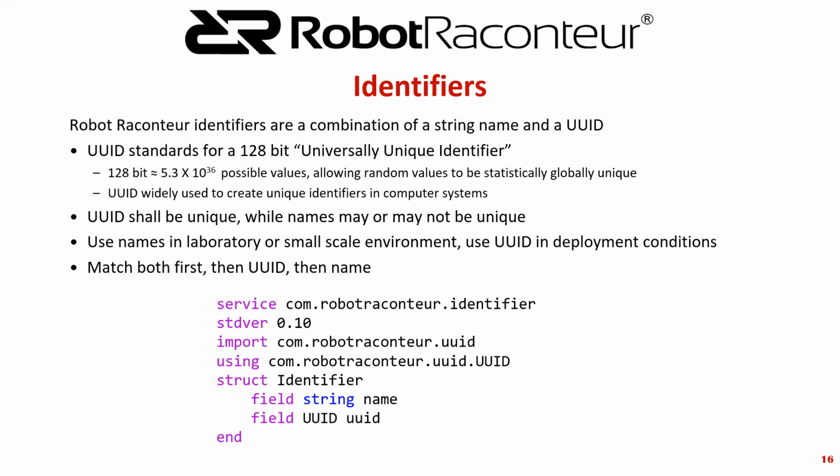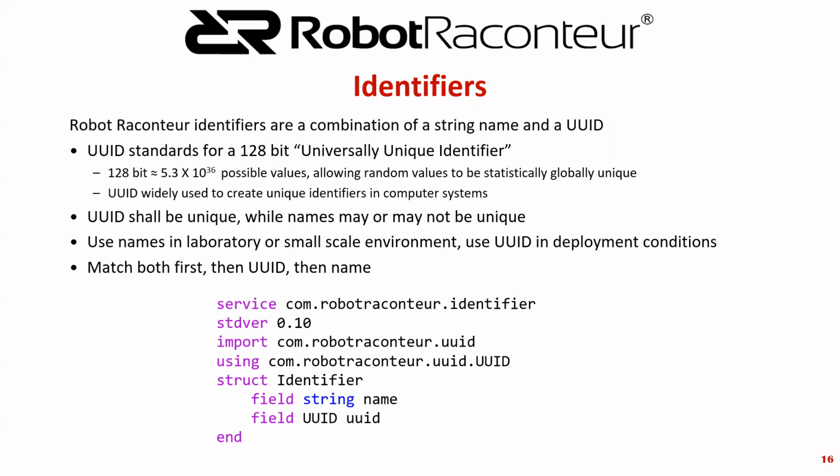So for Robot Raconteur, the identifier is a combination of a name and a UUID. The UUID shall be unique, while the name may not be unique. And the idea is that this allows you to use a name in a small scale laboratory environment. So if you're just working with a device on a table, you can just call the name of the device, or use a UUID in development conditions. So you make sure you talk to the exact device you want to.